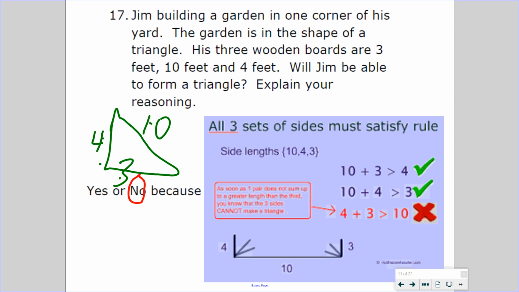4 plus 10 is more than 3. Yes. 10 plus 3 is more than 4. Yes. Is 4 plus 3 more than 10? No. So here's the rule. All 3 sets of sides must satisfy the rule that as soon as one pair does not sum up to a greater length than the third, you know that it cannot. So this is what the picture looks like. 10, I mean, look at it. How long that is. You can't even try to figure out by drawing it.